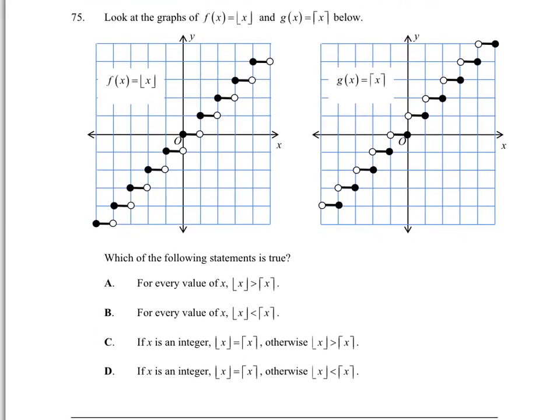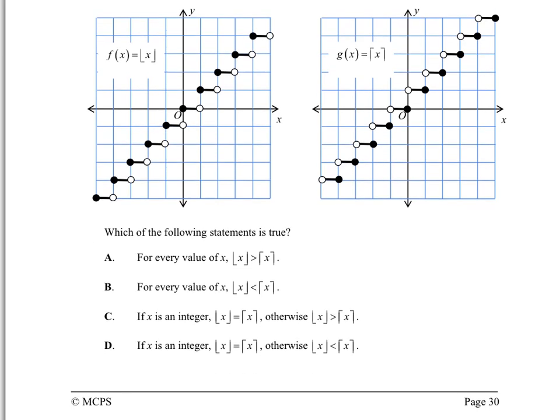Problem 75 says look at the graphs of f of x equals the floor function of x and g of x equals the ceiling function of x below. Now granted, remember those are the nicknames, but I think that nicknames are so much more useful than the actual names of the function because floor, round down, ceiling, round up. So which of the following statements is true?